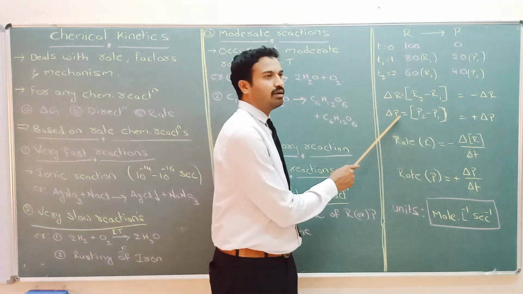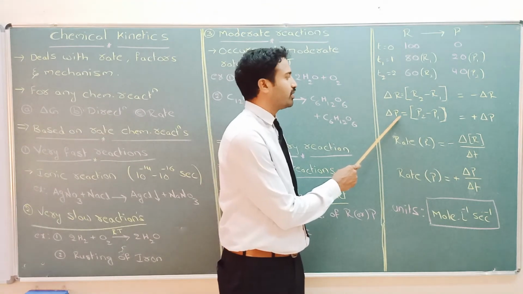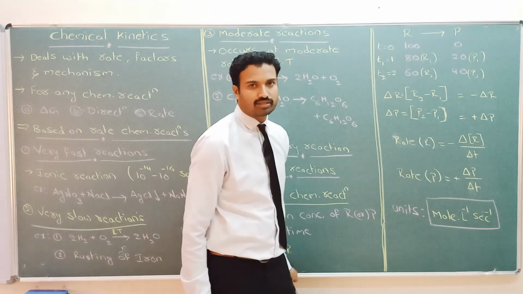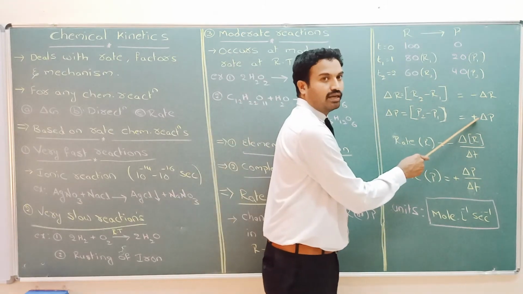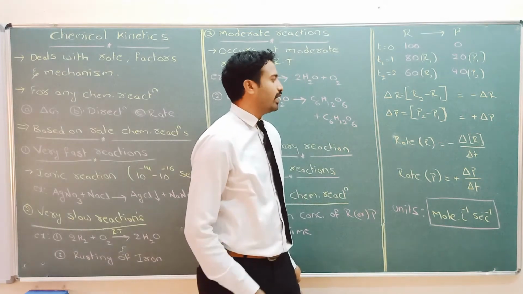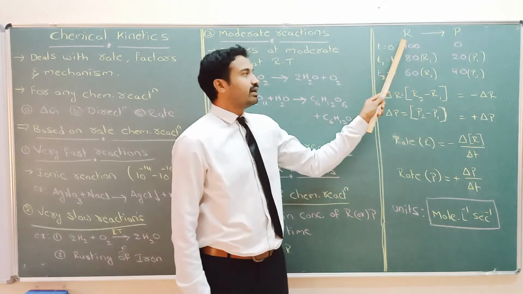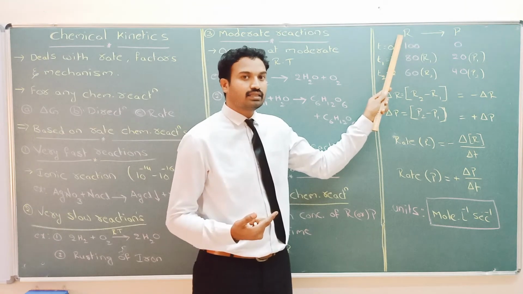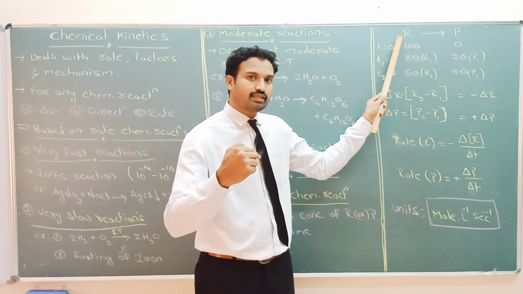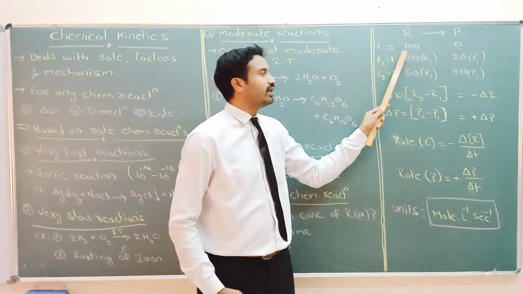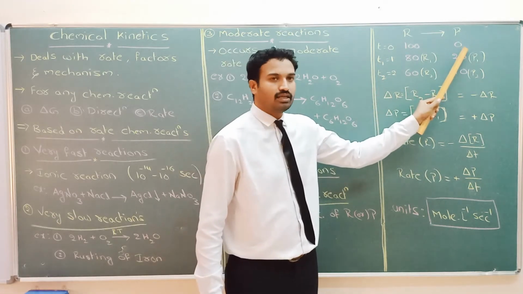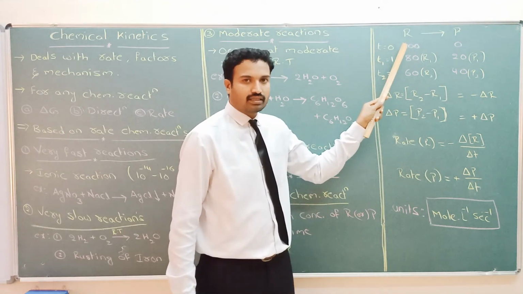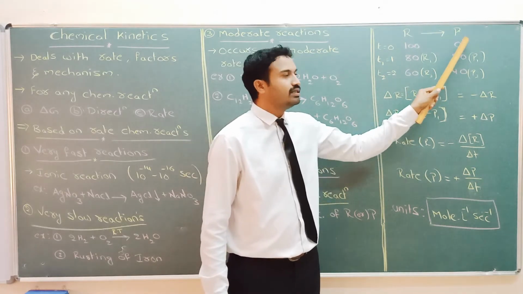Next, delta P, the change in product concentration. The square bracket represents the concentration. P2 minus P1 is 40 minus 20, so it is a positive value, because the product concentration is increasing. Again, reactant concentration is initially 100 and product concentration is 0. With time, at 1 hour and 2 hours, reactant concentration gradually decreases and product concentration gradually increases.